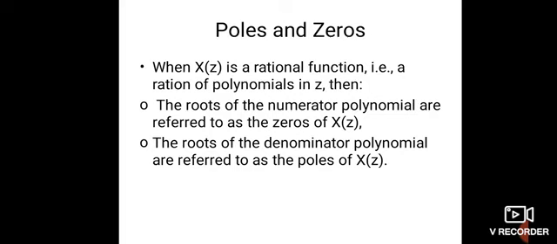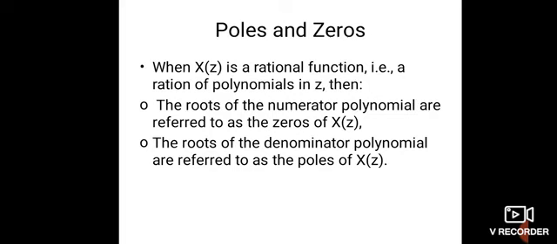Now the roots of the denominator polynomial are referred to as the poles of X(z). If we put Q(z) equal to 0 in the expression X(z) equal to P(z) divided by Q(z), then X(z) has the value infinity, because X(z) equal to P(z) by 0 is equal to infinity. So at the poles we have the infinity value of X(z), and at the zeros of X(z) we have the 0 value of X(z).